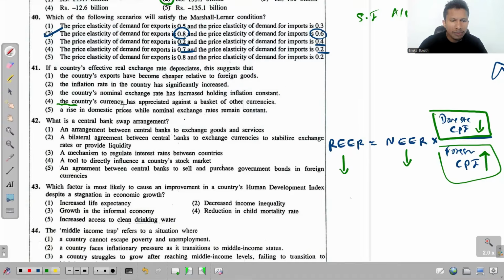Fourth one says the country's currency has appreciated against a basket of other currencies. See that now it says currency has appreciated, but here it says the real exchange rate has depreciated. So this really should be a depreciation of the currency, not an appreciation. So that's wrong. Last one, rise in domestic prices while nominal exchange rate remains constant. See that now, rise in domestic prices, the CPI must increase. No, the domestic CPI should decrease. So this is also wrong.